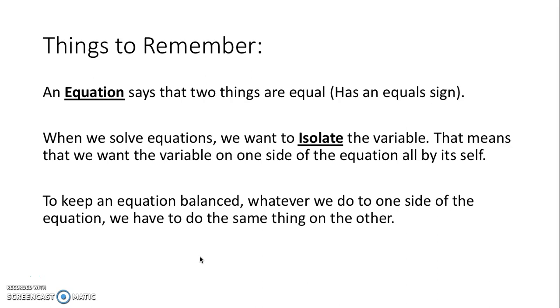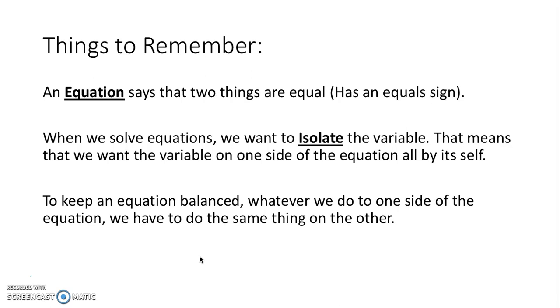All right, so just a thing to remember, we talked about expressions before, and an expression is something that does not have an equal sign. But an equation says that two things are equal, and because it's equal, it has an equal sign. When we solve these equations, we want to isolate our variable. That's the goal, and I think you've heard me say that a lot when we've been talking about other things in this class.